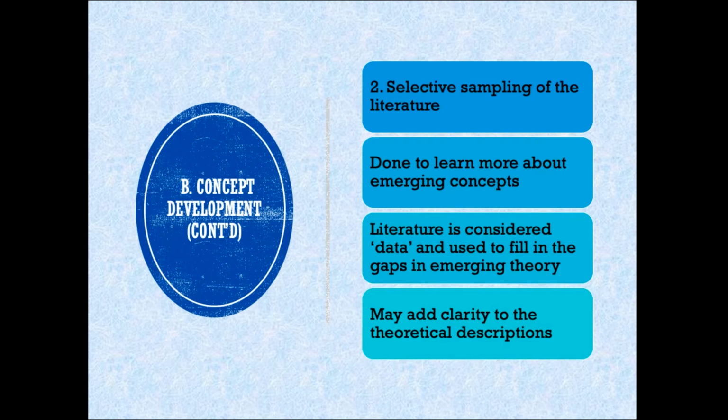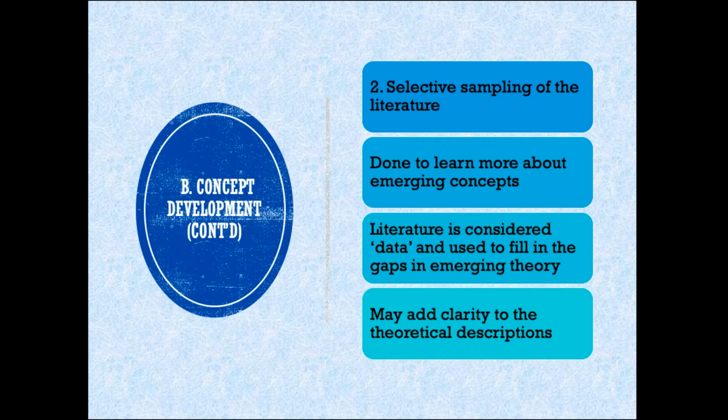Second, the selective sampling of the literature. Not only from the informant, where you could develop those categories, but sometimes you also have to look at the literature. Remember, literature is not to drive how you do your research, but in that case, the literature is for you to learn more about the emerging concept. Literature here is considered also as data and used to fill in the gaps in emerging theories.